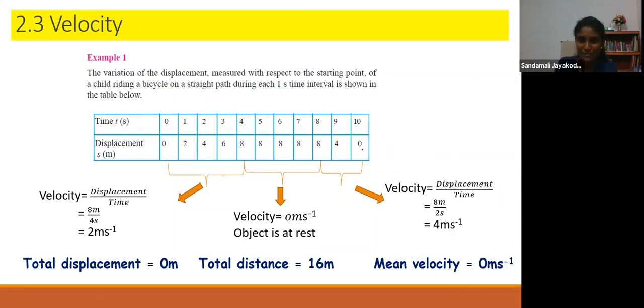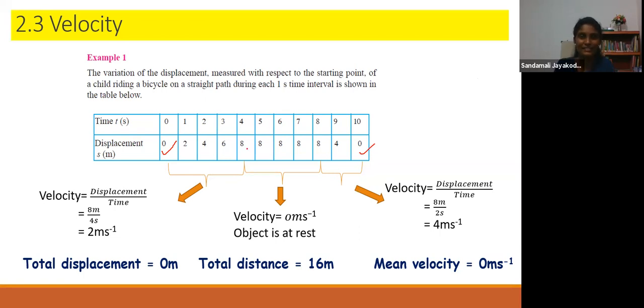I hope you can remember this 0 and this 0. At the beginning, displacement is 0. At the end also, displacement is 0. So if it is a car, it has come to the initial position. This child has come to the initial position, but he has spent a particular time traversing a particular distance. So we have a distance, but there is no displacement.